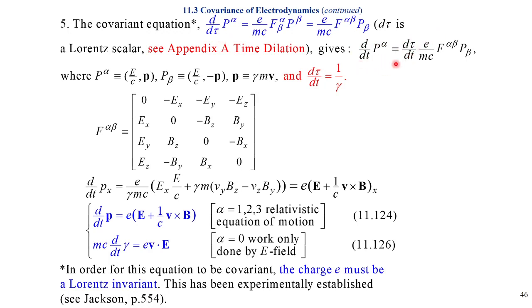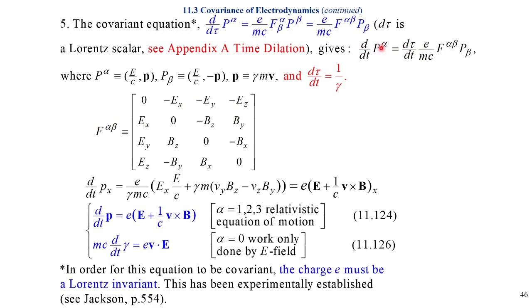Change the tau to here. And e over mc F alpha beta P beta. And P alpha equals E over c, P. P beta differs by a minus sign here. P is gamma mv, and d tau over dt is 1 over gamma. So dt is gamma times d tau, the time dilation. Okay, so we can replace here with 1 over gamma. And F alpha beta is shown here.